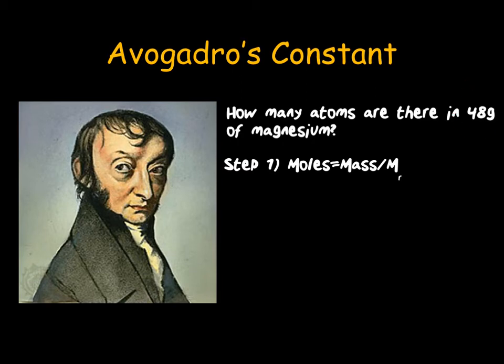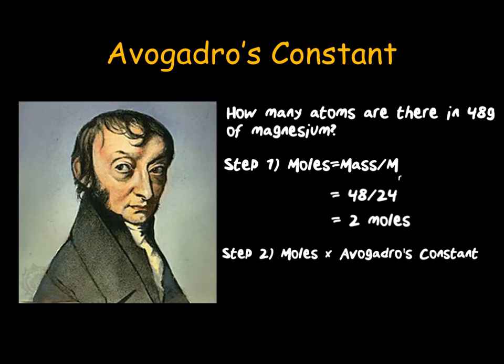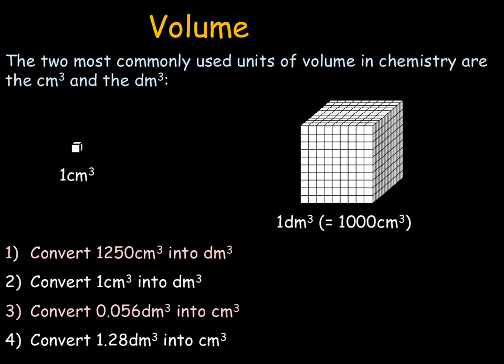Using our periodic table, we can find out that the Ar of magnesium is 24. Meaning that we need to do 48 divided by 24. This gives us 2 moles. As we now have the number of moles, we can multiply this by Avogadro's constant. So we do 2 times 6.02 times 10 to the 23, giving us an answer of 1.204 times 10 to the 24. You can also be asked to work out the concentration of something.